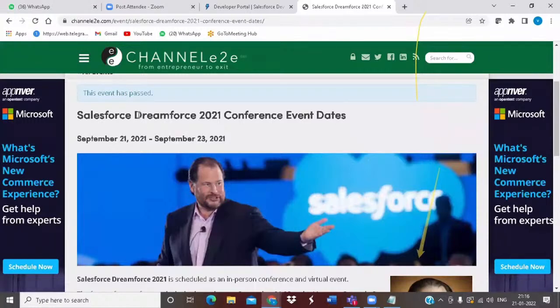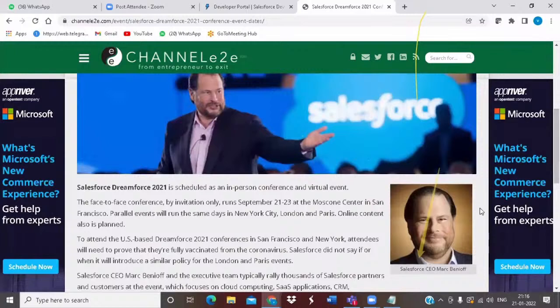The event name is called what? Dreamforce. You know who he is? He is the CEO of Salesforce, the founder. His name is Mark Benioff. Mark Benioff, the Salesforce company owner. Clear, all of you?